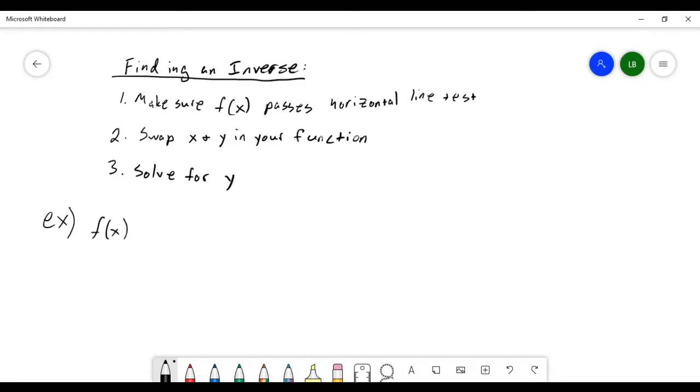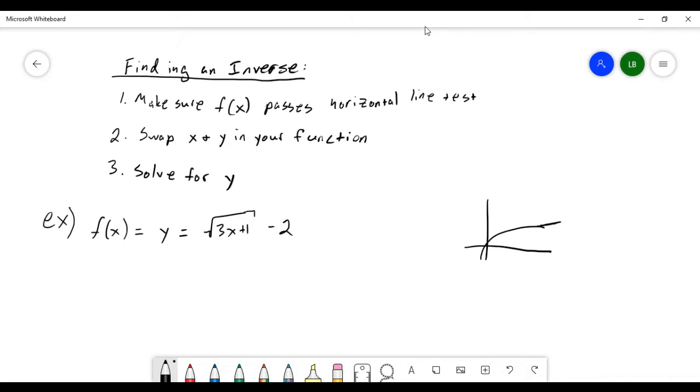Let's say that f of x is a function, so y equals the square root of 3x plus 1, and then minus 2. So in this case, we would need to make sure that our function passes the horizontal line test. Since it's a square root, it's going to look something similar to this, which clearly passes the horizontal line test. Our next step is to swap x and y in our function.